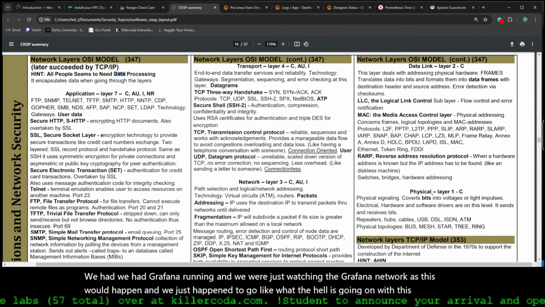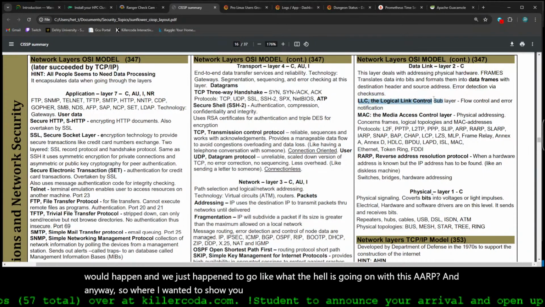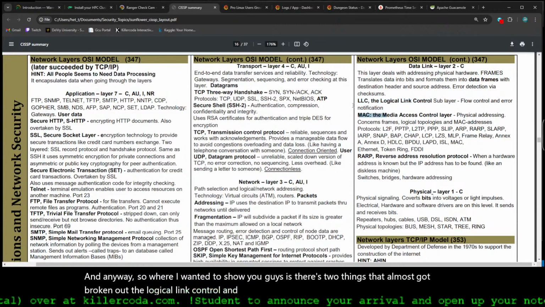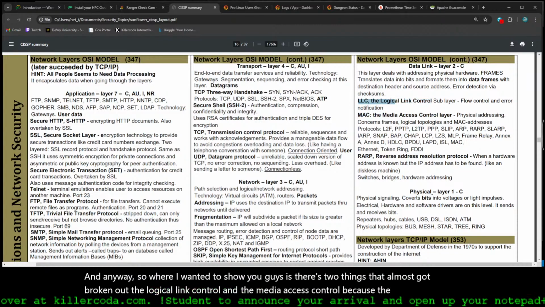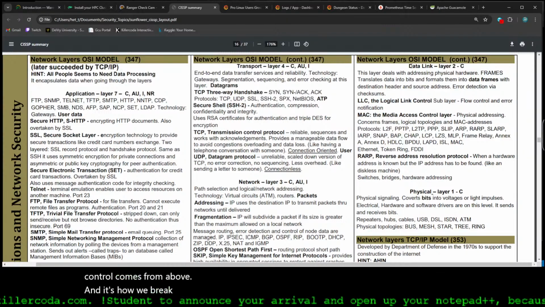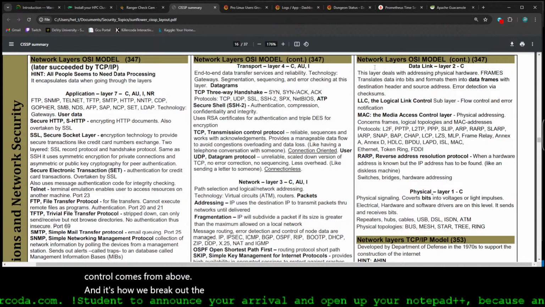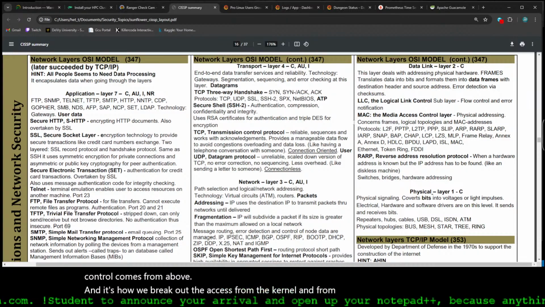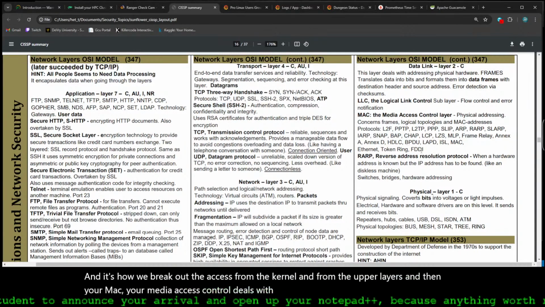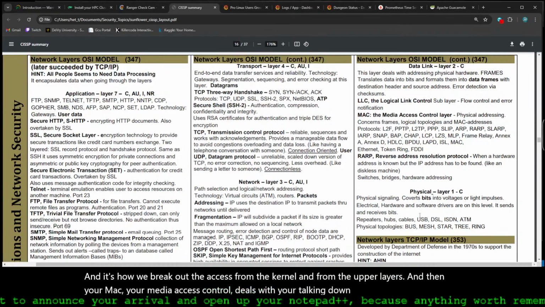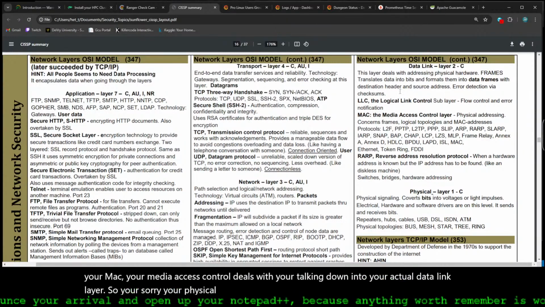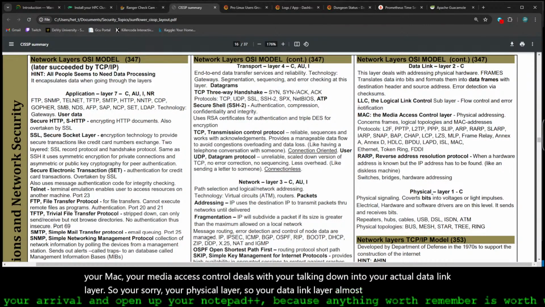And anyway, what I want to show you guys is there's two things that almost got broken out: the logical link control and the media access control. The logical link control comes from above, and it's how we break out the access from the kernel and from the upper layers. And then your MAC, your media access control, deals with talking down into your physical layer. So your data link layer almost got broken up into an LLC and a MAC layer.